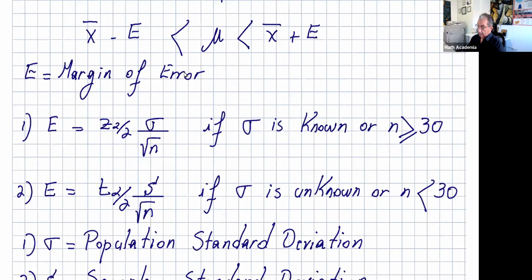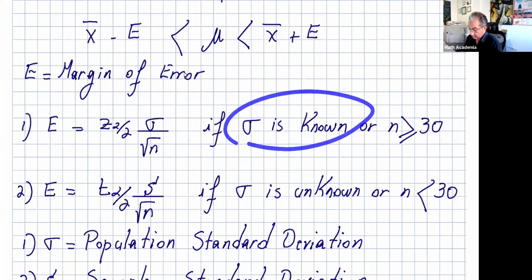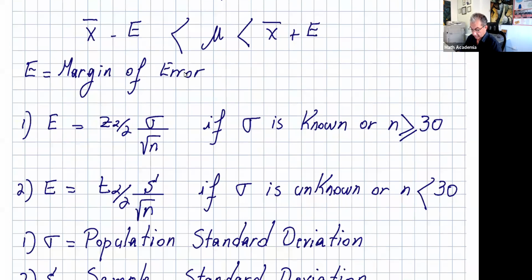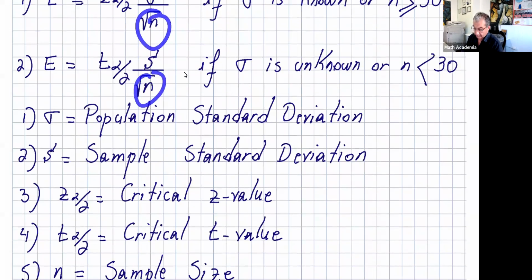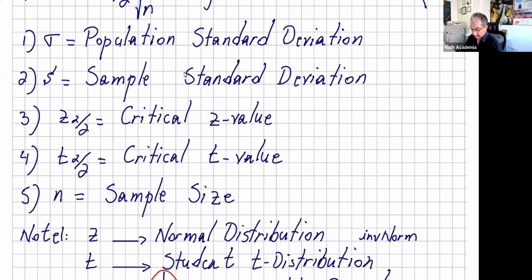But the borderline for the sample size is 30. Sometimes n is less than 30 and the population is normally distributed. You can still use z, but that's going to be very rare, especially in our problems. So let's just go with sigma known and sigma unknown. So now I put z sub alpha over 2 is the critical z value. t sub alpha over 2 is the critical t value here, and n in both cases is the sample size.